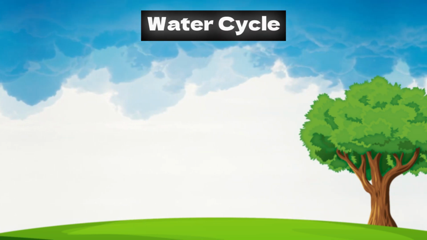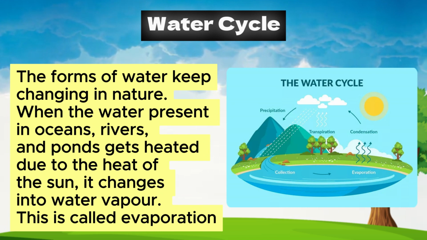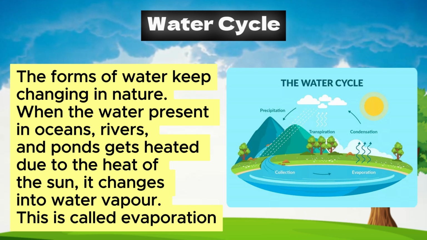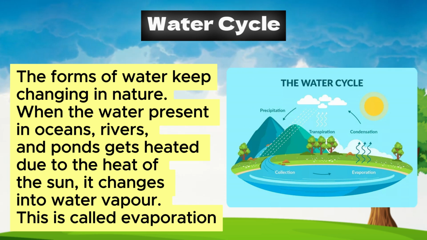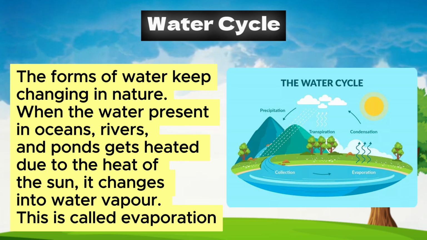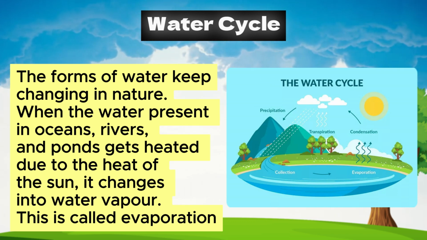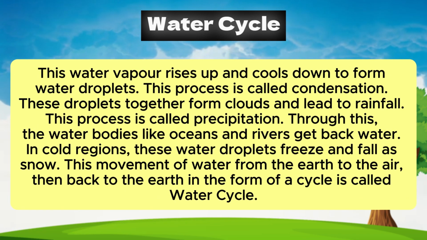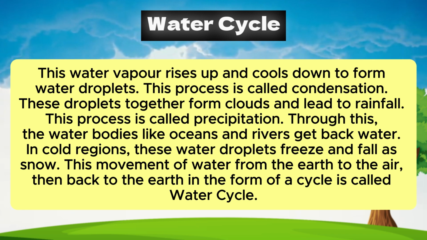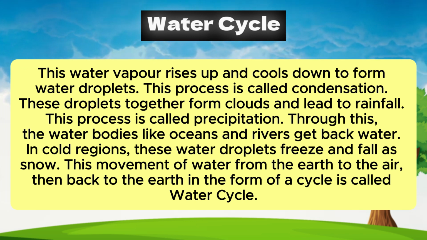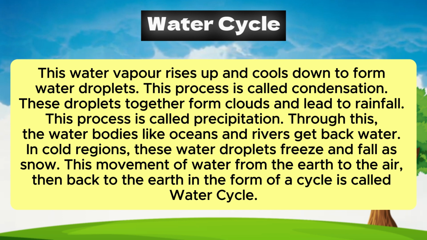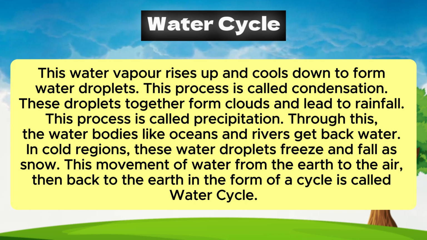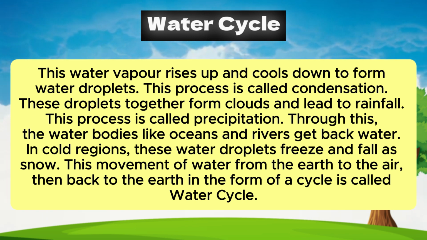Water cycle. The forms of water keep changing in nature. When the water present in oceans, rivers, and ponds gets heated due to the heat of the sun, it changes into water vapor. This is called evaporation. This water vapor rises up and cools down to form water droplets. This process is called condensation. These droplets together form clouds and lead to rainfall. This process is called precipitation.